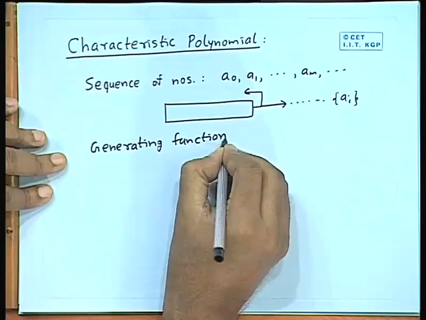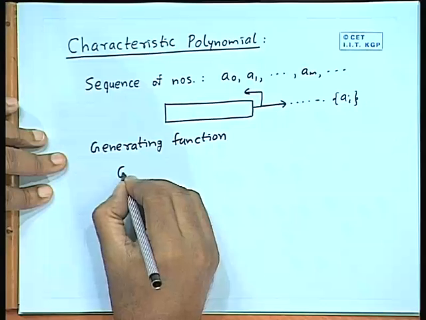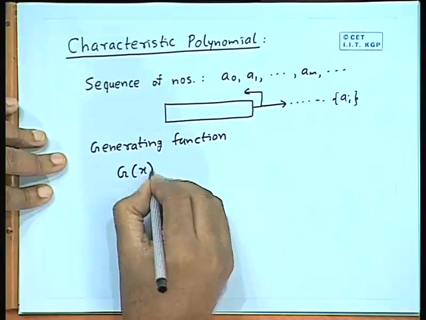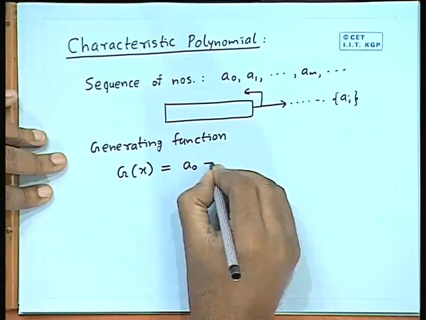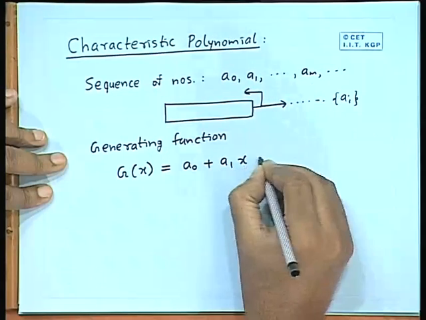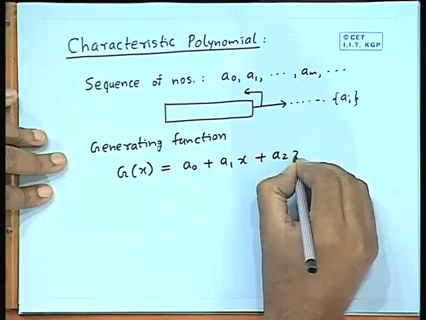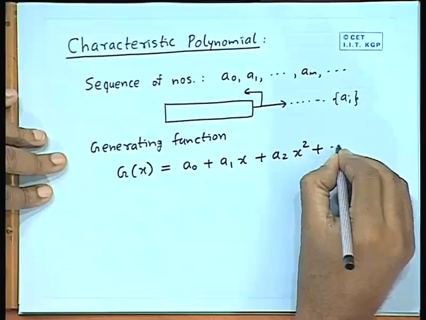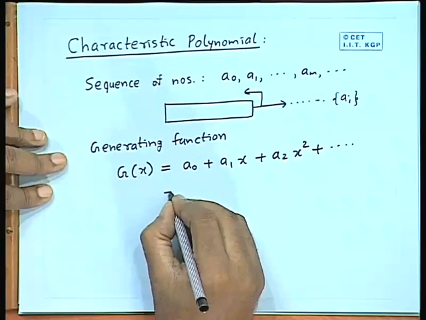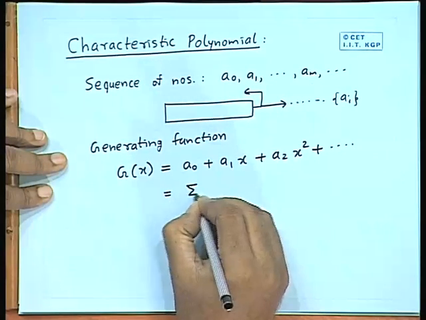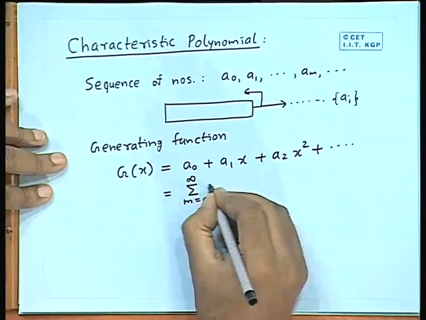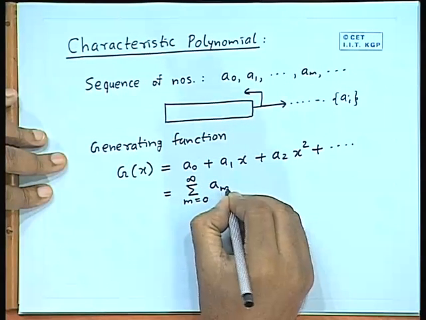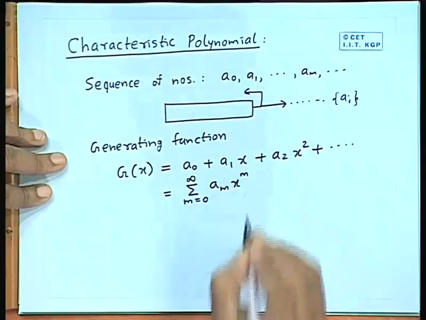The generating function can be defined as a polynomial in some parameter variable x. So, this will be a0 plus a1x plus a2x square and so on. This you can write in closed form as the sum over m equal to 0 to infinity of am x to the power m.